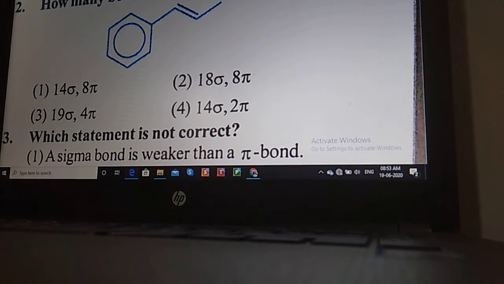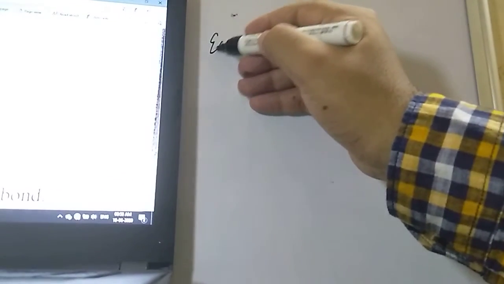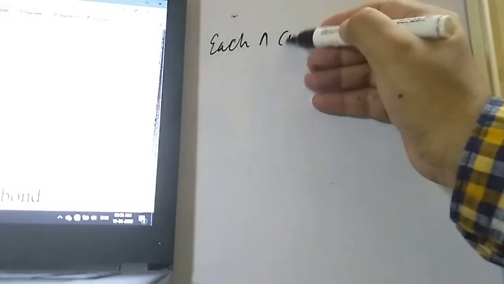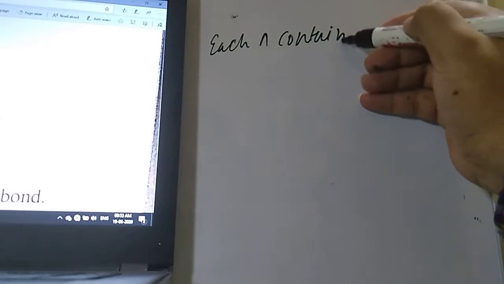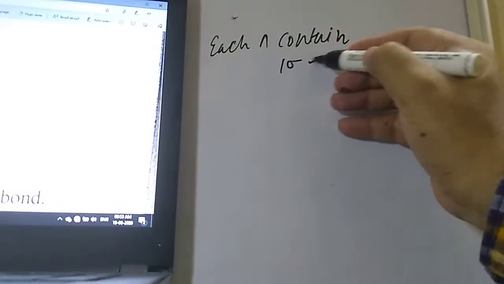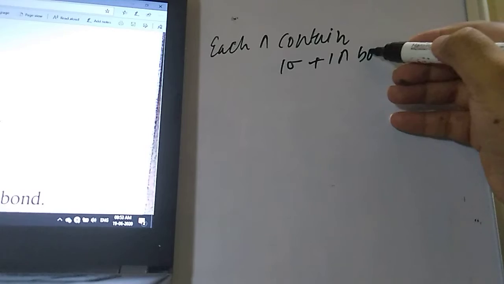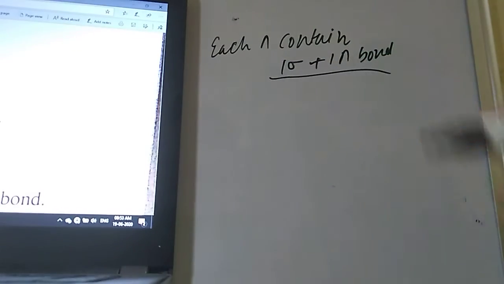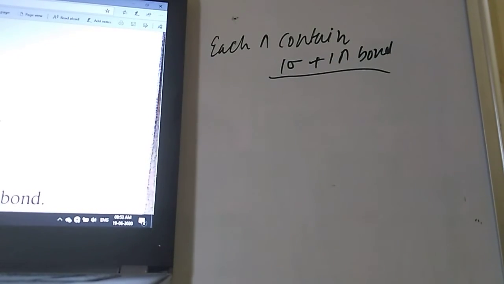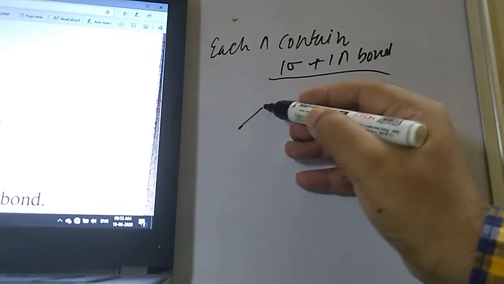So how I told you, student, to solve this kind of problem, what we have to understand firstly is that each pi bond contains what, student? 1 sigma bond plus 1 pi bond, okay, 1 sigma bond plus 1 pi bond. When you study hybridization, you will be able to understand. Now you check, student, what the compound is.